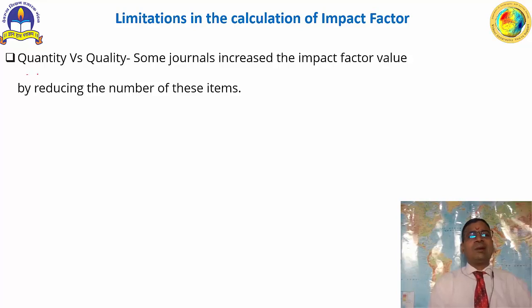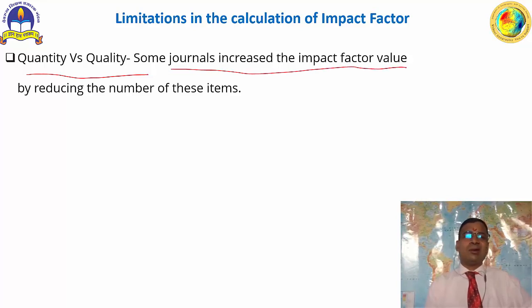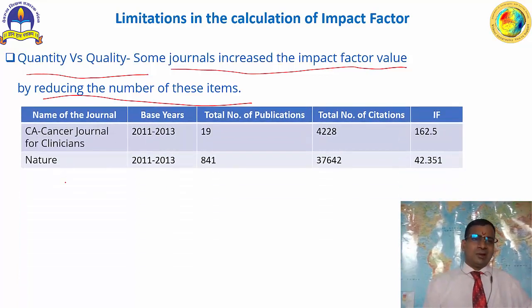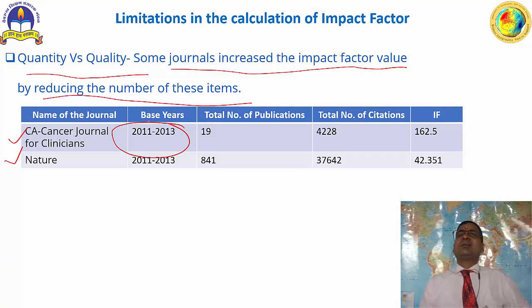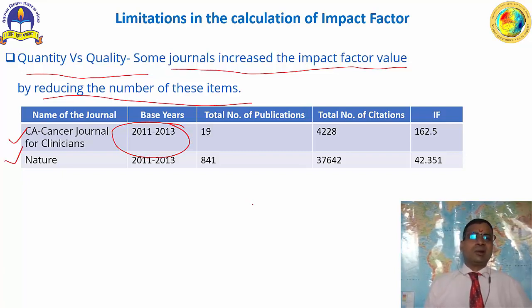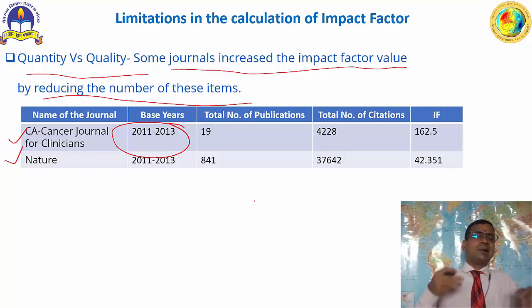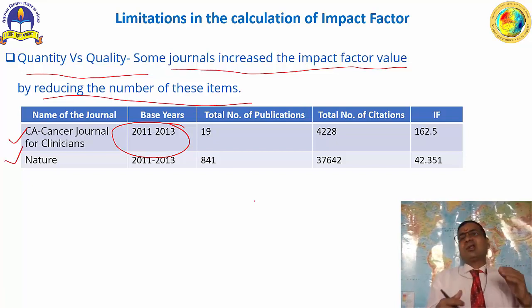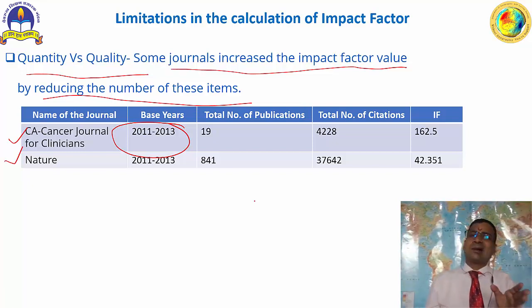This is another parameter, that is quantity versus quality, and some journals increase the impact factor value by reducing the number of items. Here, for example, we will focus on what we have already talked about: CA: A Cancer Journal for Clinicians, and another one is Nature. This is the data set for the years 2011 and 2013, because while calculating the impact factor, generally the last 2 years publications and the citations for those 2 years publications are considered.